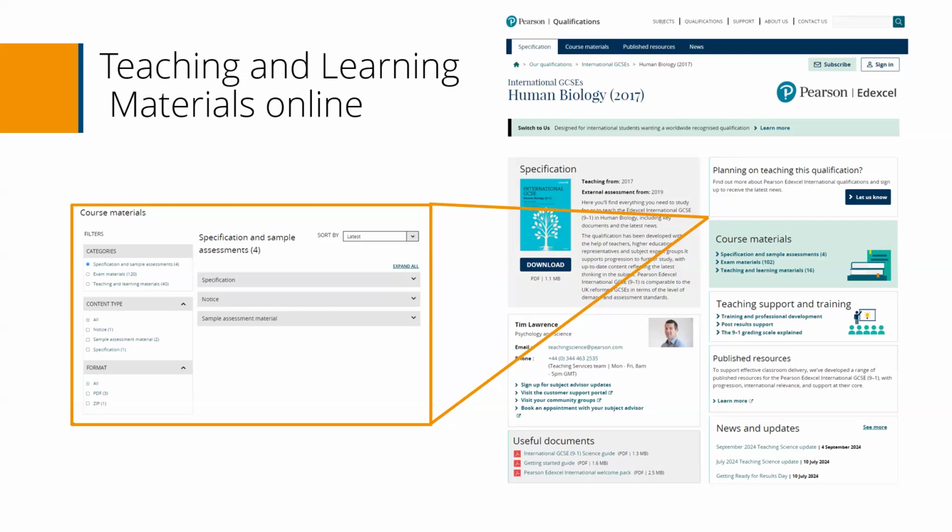You can then filter using the drop-down menu in terms of spec, sample assessment material, and exam materials, which are all past papers, mark schemes, and question papers. It's a really good way of accessing and signposting where the materials are available: specifications, exam materials, administrative documents, teaching and learning, and we continue to add to these materials. Teaching and learning materials change over time as more things are added to them.